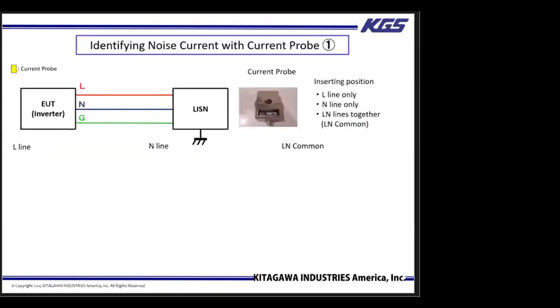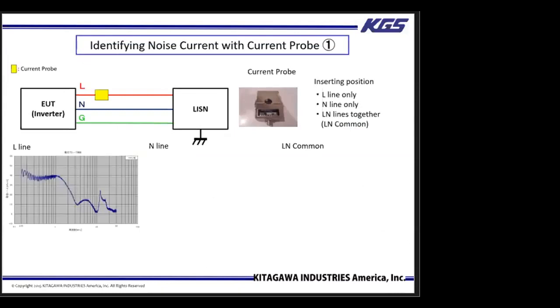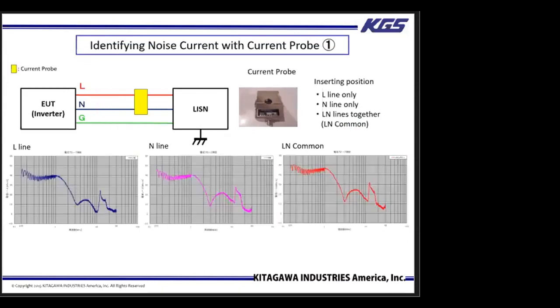In order to identify the noise current, we use a current probe to confirm the noise route. The current probe is used to detect the magnetic field on the power line and convert the strength to a current value, so the noise current can be easily measured. We attach the probe on the L, on the N, and then on L and N together to see the difference among the noise levels. All of the curves on the graph look very similar to the initial status from the previous slide.